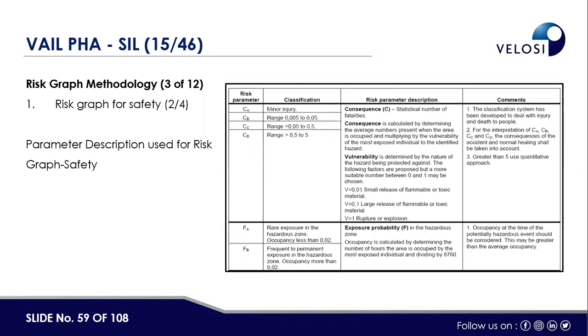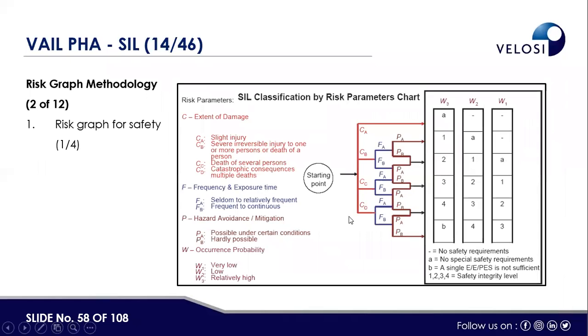For example, if he is available 2 hours or 6 hours in a 12-hour shift, the exposure probability factor will be 6/12. If he is available 2 hours in that area in a 12-hour shift, 2/12 will be the exposure probability. So if it is less than 0.2, we will select FA. If it is more than 0.02, we will select FB from this graph.